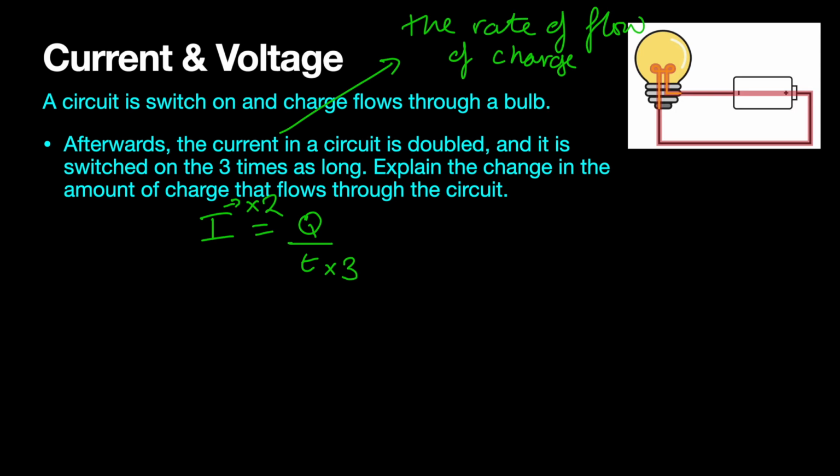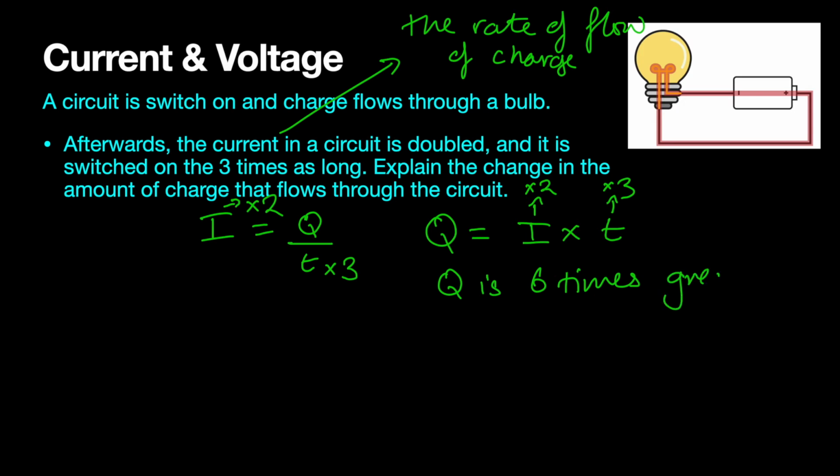So the overall impact on charge, when I rearrange this, this is twice as large and this is 3 times as large. So the impact on charge is 6 times greater. So as we know, 2 times 3 equals 6. Let's try one more.